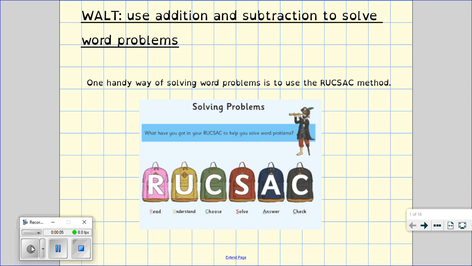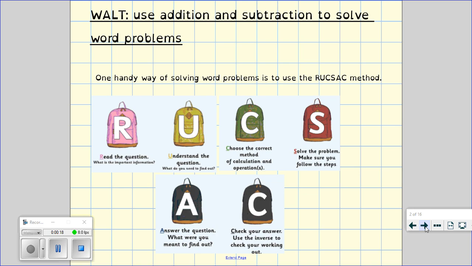Hope you're all well. Okay, so today in maths we are going to do a little bit of consolidation of our addition and subtraction skills when solving word problems. So one handy way of solving word problems is to use the rucksack method.